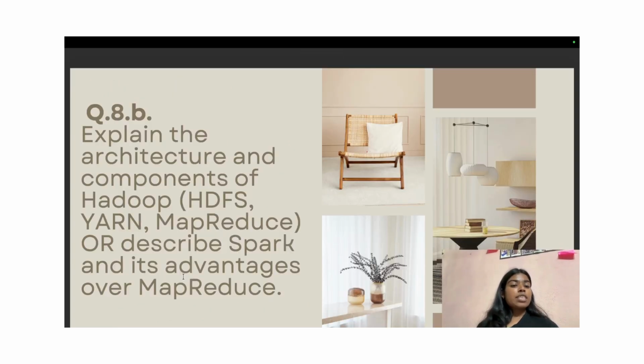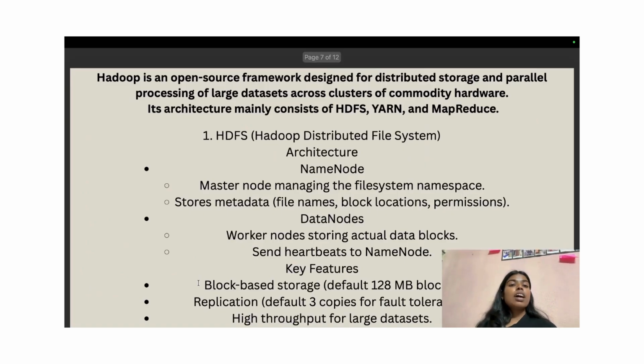Second part is: explain the architecture and components of Hadoop, HDFS, YARN, MapReduce, or describe Spark and its advantages over MapReduce. Hadoop is an open source framework designed for distributed storage and parallel processing of large datasets across clusters of commodity hardware. Its architecture mainly consists of HDFS, YARN, and MapReduce.